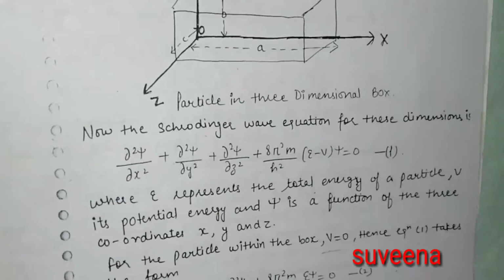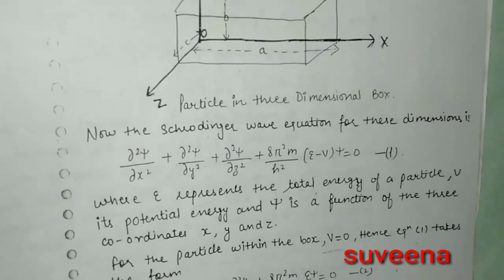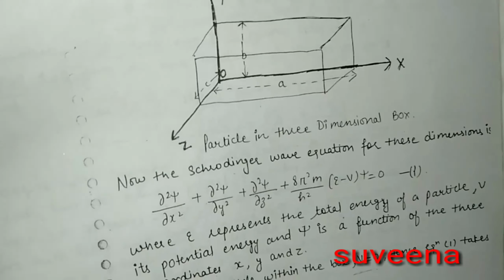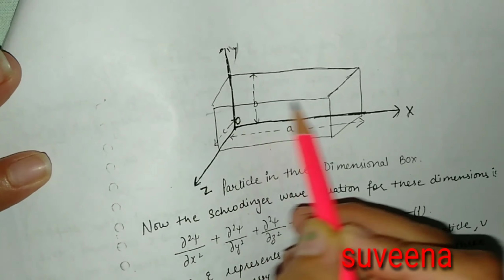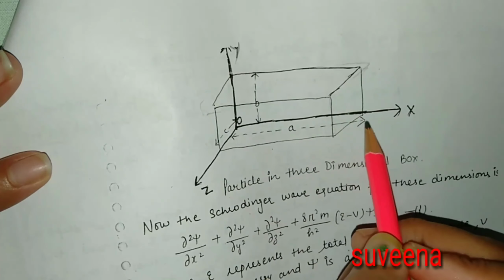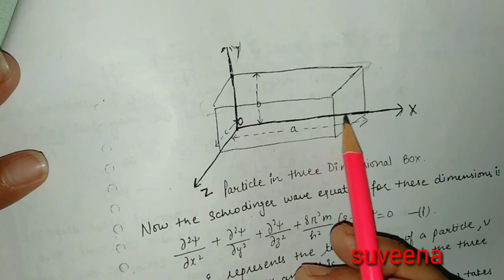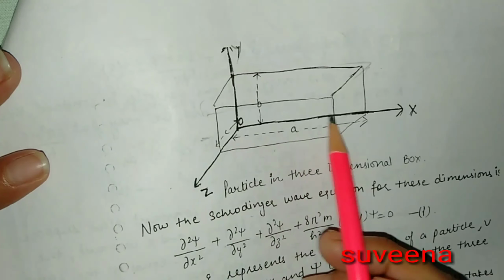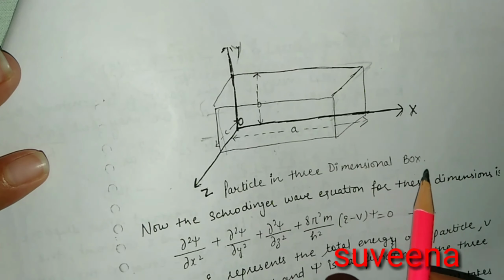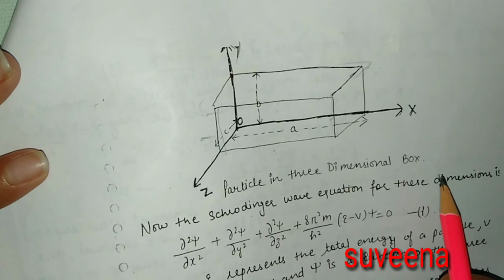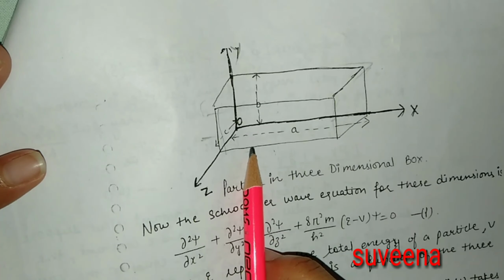So here we will draw the picture for the three-dimensional box. We will consider the particle in a rectangular box. Rectangular box means the opposite sides are the same, so a is equal to b and not equal to c. Okay, so this is the rectangular box.